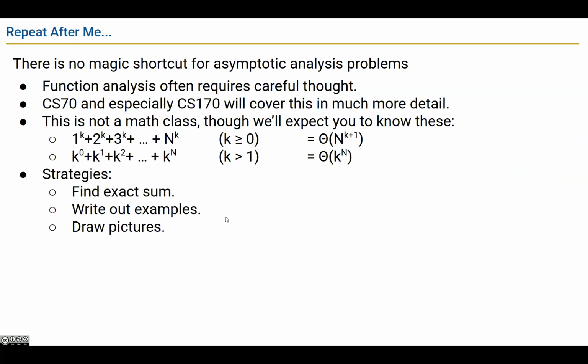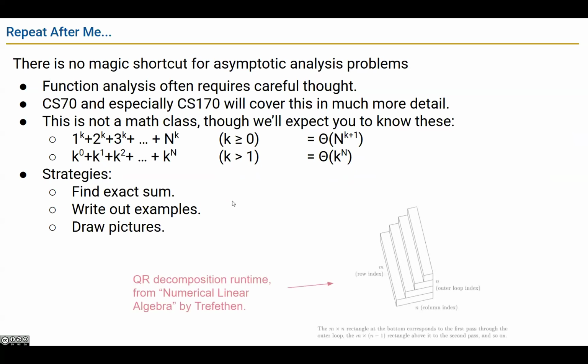Now, there are a bunch of strategies on how you might be able to solve these types of things. You might be able to find an exact sum, write out examples, draw pictures. It really depends on the problem that you're working with. That's why I said that this is a really complicated field. Here is an actual research paper and a diagram that someone used to show the asymptotic runtime of their program. So these kinds of things do end up being used in this free-form manner.